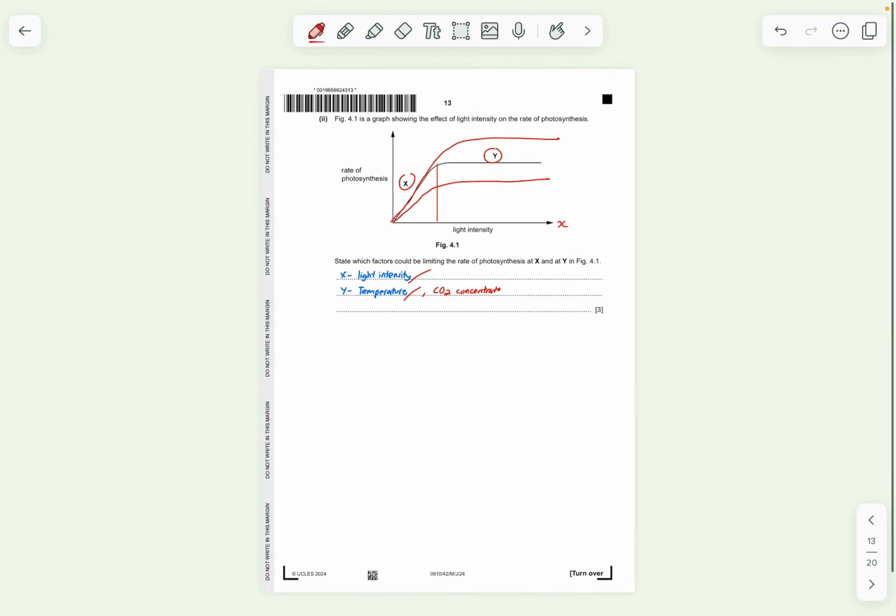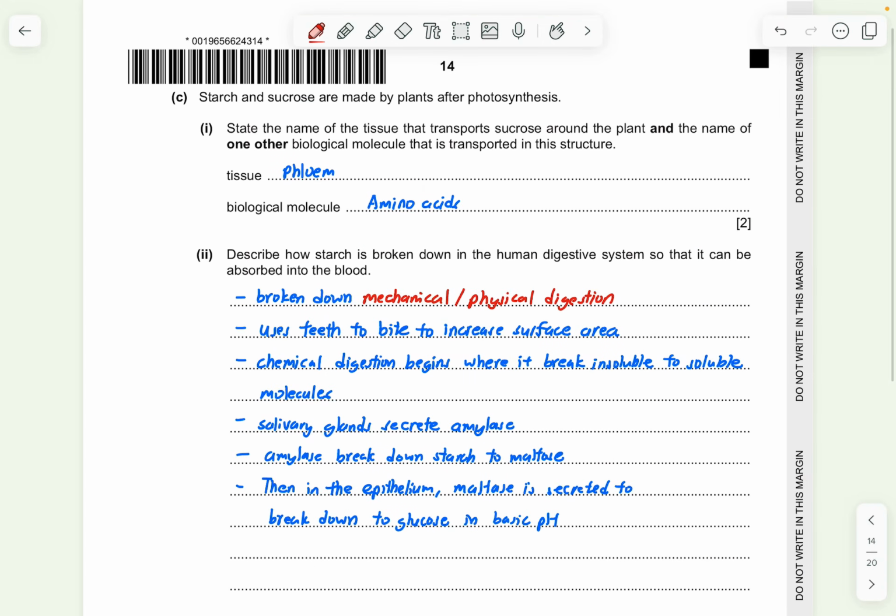Something like this. Alright. Next one, starch and sucrose are made by plants after photosynthesis, so these are the products. State the name of the tissue that transports sucrose around the plant. The tissue could be either xylem or phloem. And name one other biological molecule that is transported in this structure. First of all, it will be the phloem, and the biological molecule is amino acid. If I ask for xylem, it will be water and mineral ions.